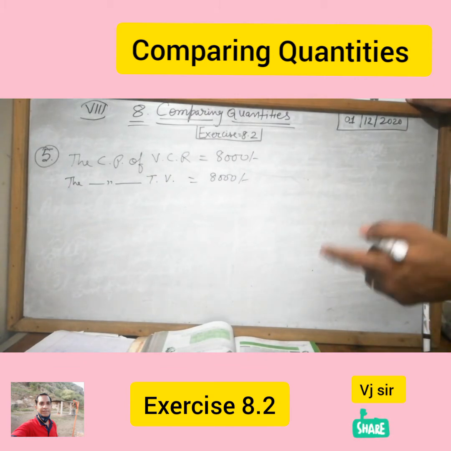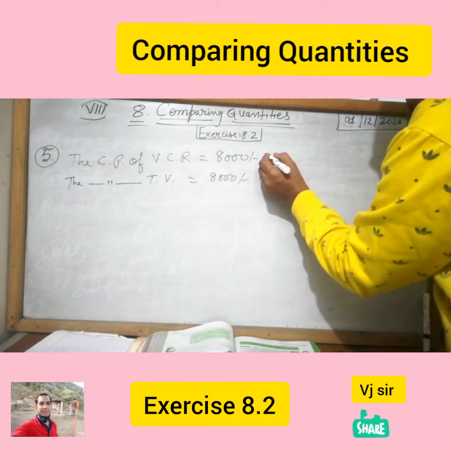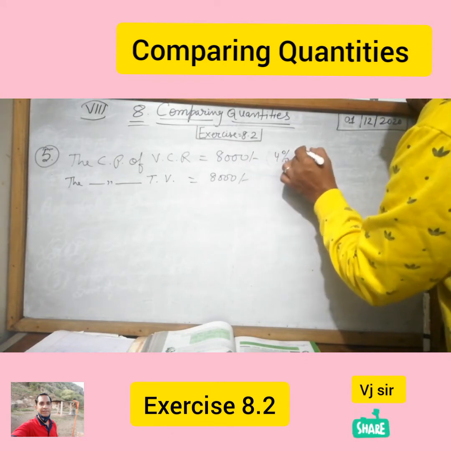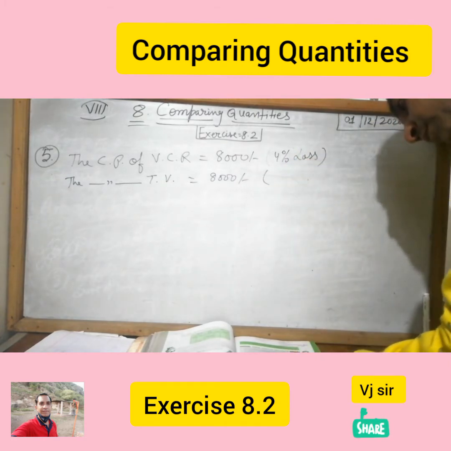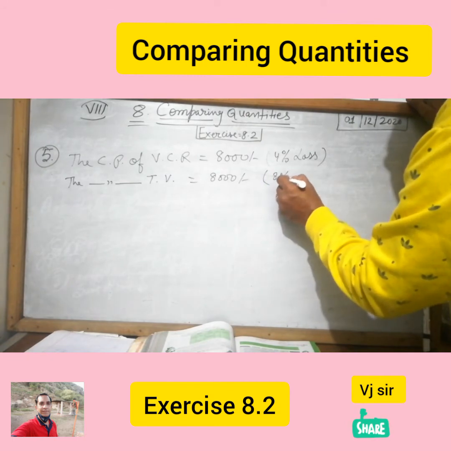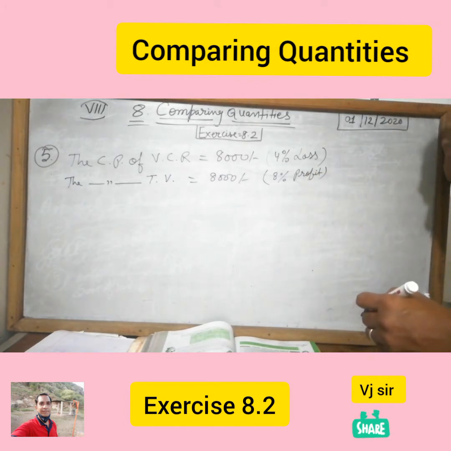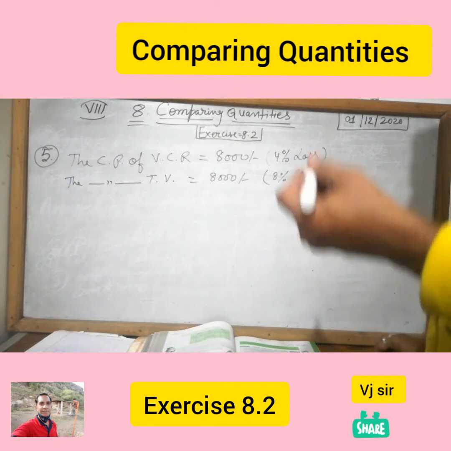Fine. So the shopkeeper made a loss of 4% on the VCR and a profit of 8% on the TV. Loss 4% and profit is 8%. Okay, so now find the gain or loss on the whole transaction. So on the complete transaction, did you have a loss or a profit?